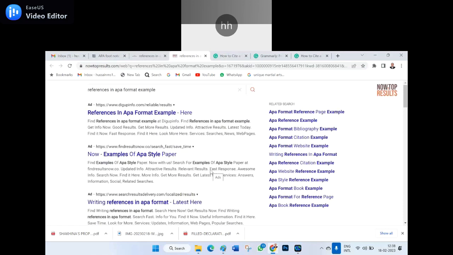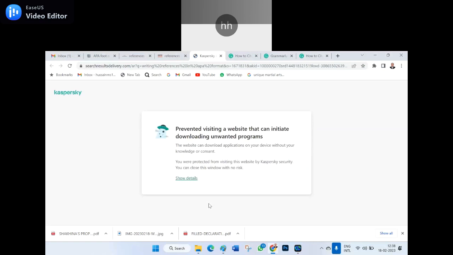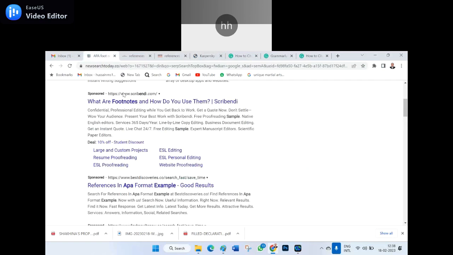Again, they say, understanding the APA style of paper and a reference to an APA format example. And they wrote several things, writing reference in APA format. They have given them, but they never say that this is the author. And the printed version said, no, this is not the way. So what I want to say is, the APA style of writing has its own rules.